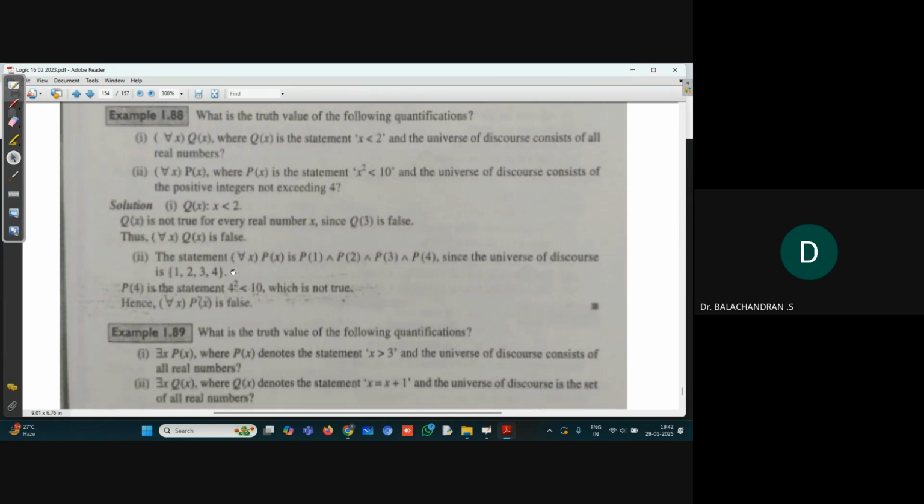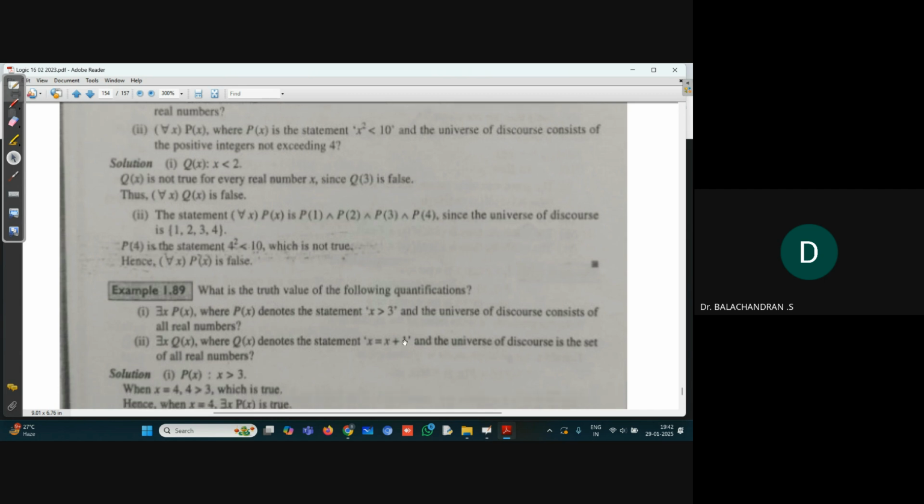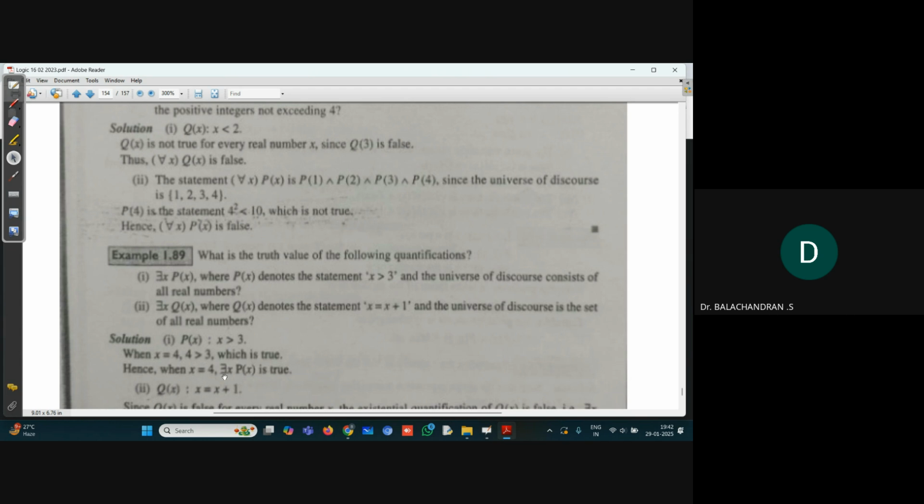Okay. Next problem. What is the truth value of the following quantification? There exists x, P of x, where P of x denotes x greater than 3, and the universe of discourse consists of all real numbers. Yes, actually this is true for some x. It is not true for every x, but here it is true only for some x. So there exists x, P of x is true.